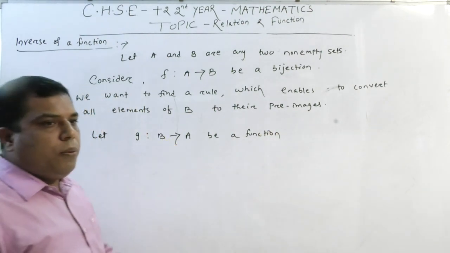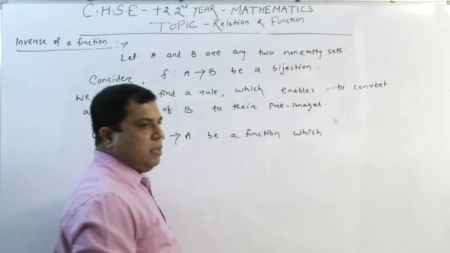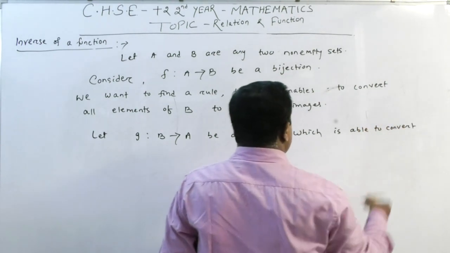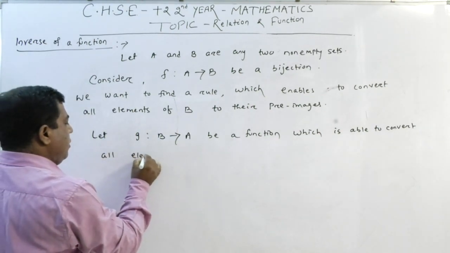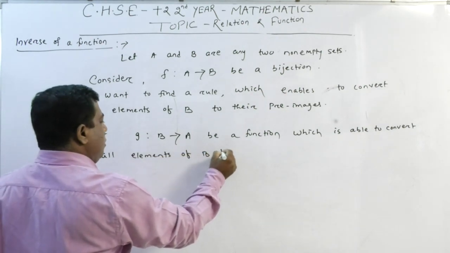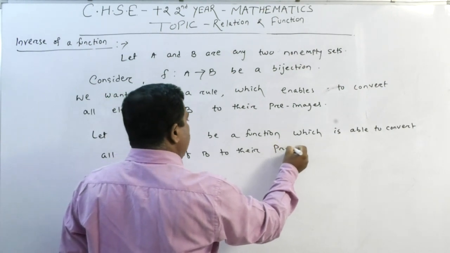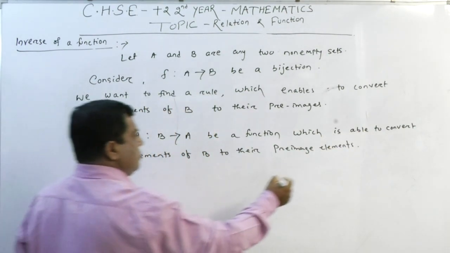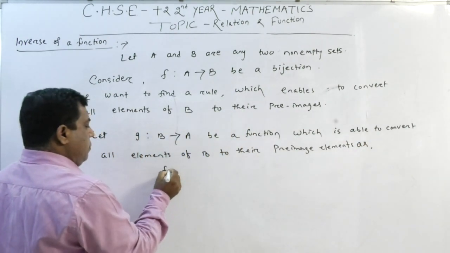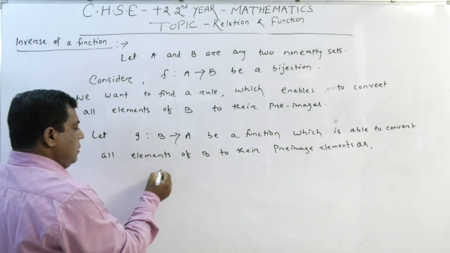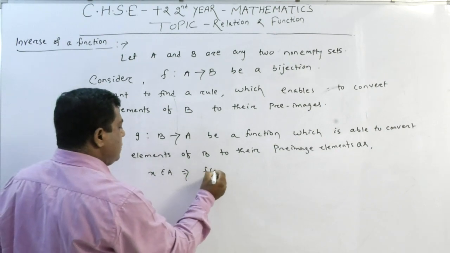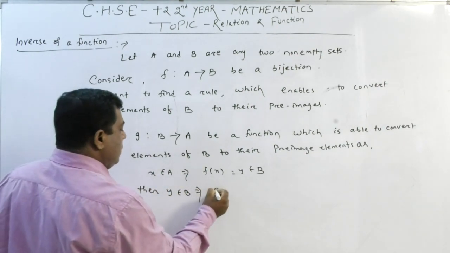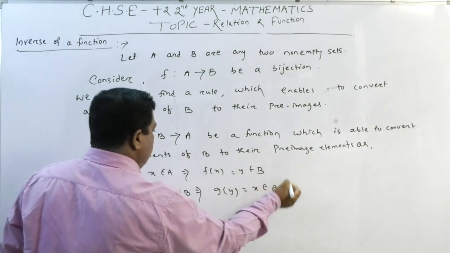Let g from B to A be a function which is able to convert all elements of B to their pre-image elements, such that x belongs to A implies f of x equal to y belongs to B, then y belongs to B implies g of y equal to x belongs to A.